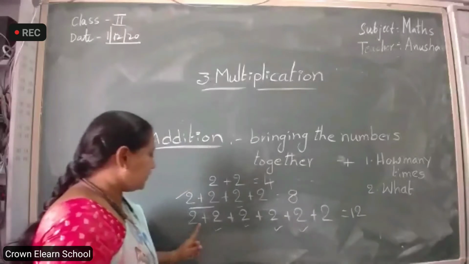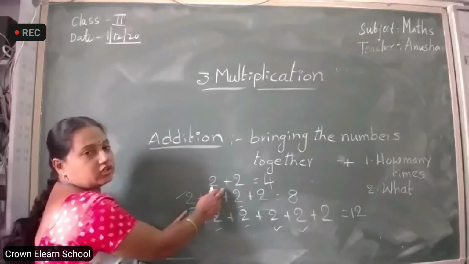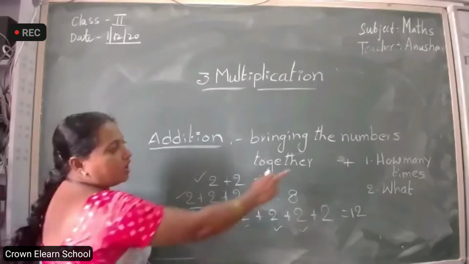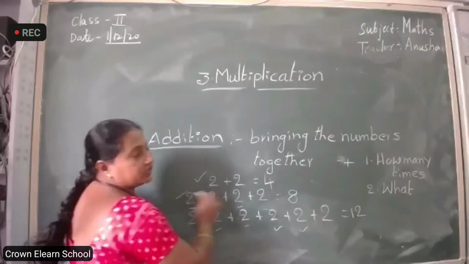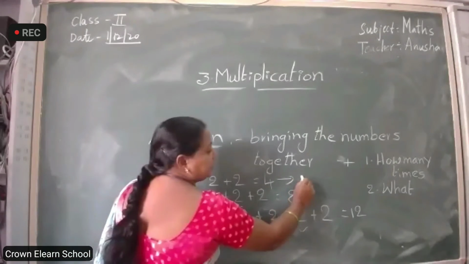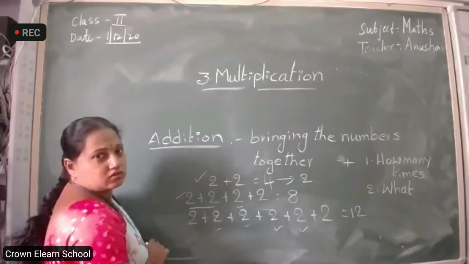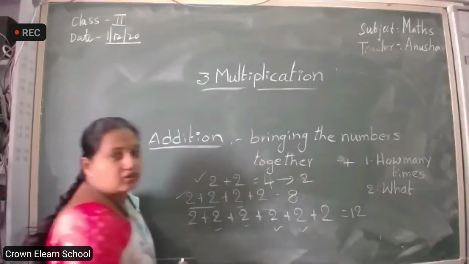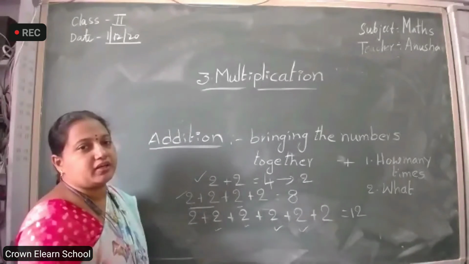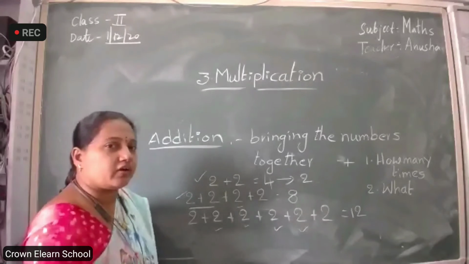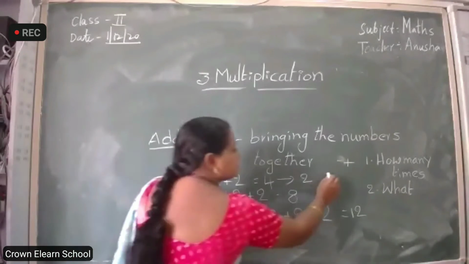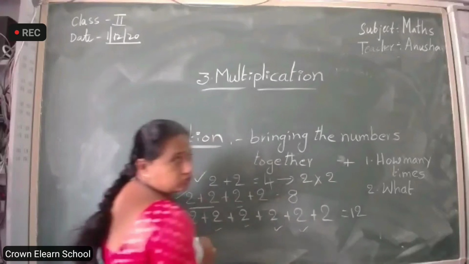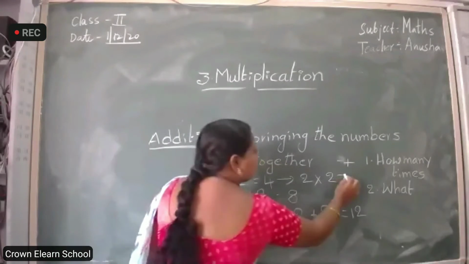Okay. Now look at this first one. Look at the first example. How many times you are repeating? 1 and 1. So how many times you are repeating? 2 times. What is the second one? What number you are repeating? 2. So 2 into 2. 2 2s are 4.